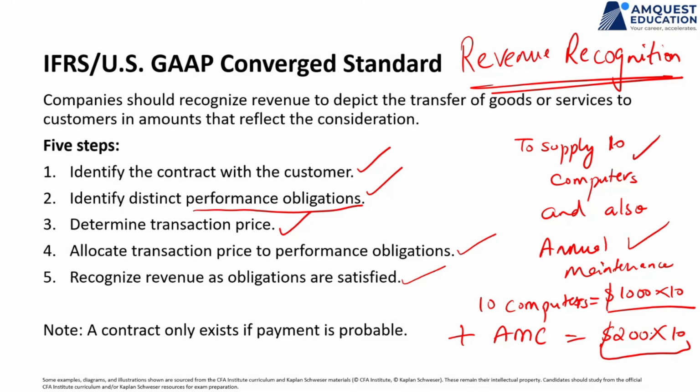Transaction price is also identified and allocate the transaction price to obligations. So I have two obligations, one to computer, one annual maintenance, and this is allocation. Separate. As soon as I deliver computers, this is revenue. But annual maintenance contract is deferred. Only once I provide maintenance throughout the year, this $2,000 will become my revenue. Otherwise, it will be considered as a liability until and unless the services have been provided.